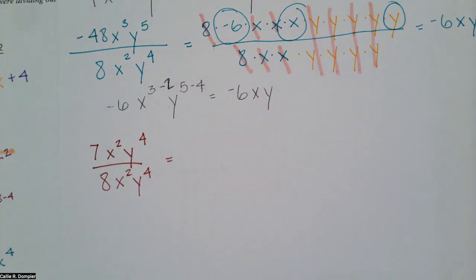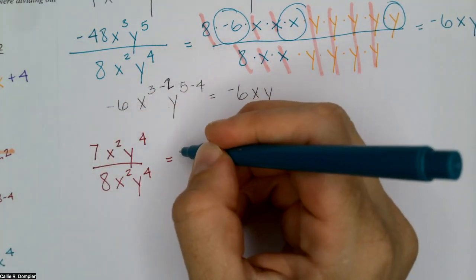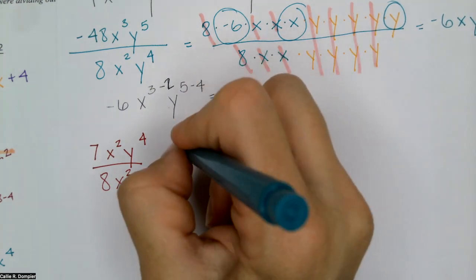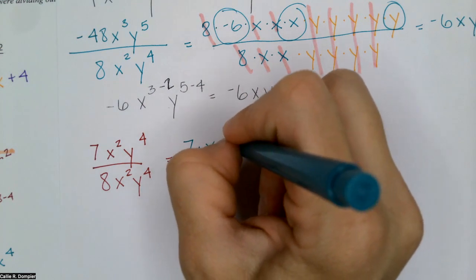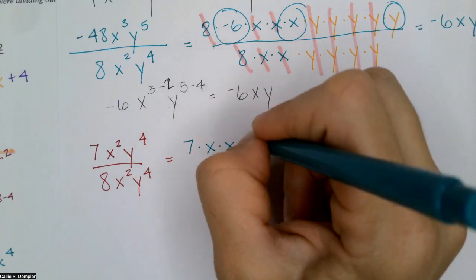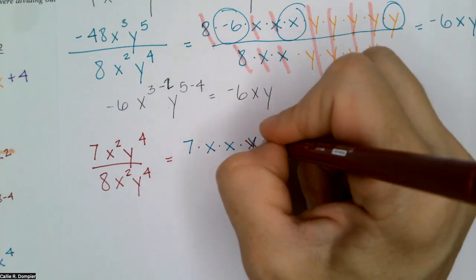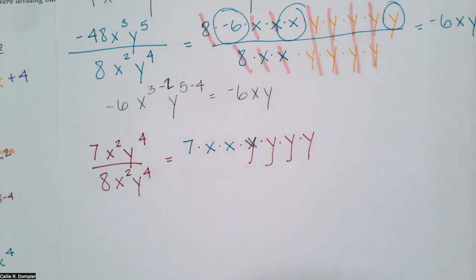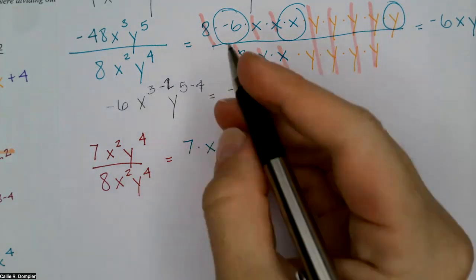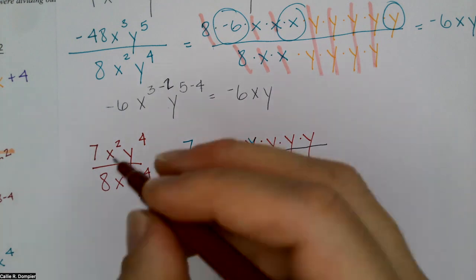So this looks a little bit different, right? 7 is a prime number, so there's nothing that you can change 7 to. 7 is just 7 times 1, so we'll leave it as 7. X squared is just x times x. Y to the fourth is just y times y times y times y. Divided by 8, but just to make sure, let's practice factoring 8.